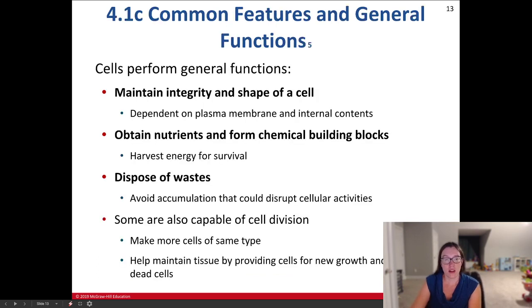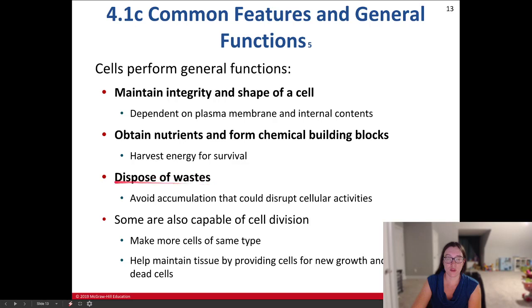So the general functions of our cells that we need all of these organelles to help perform are: the cell needs to maintain integrity and shape. This is dependent on the plasma membrane, especially, so we'll talk about that and what it looks like. The cell also needs to obtain nutrients and form chemical building blocks. And it needs the mitochondria to harvest energy for survival, so the mitochondria is really important in getting energy.